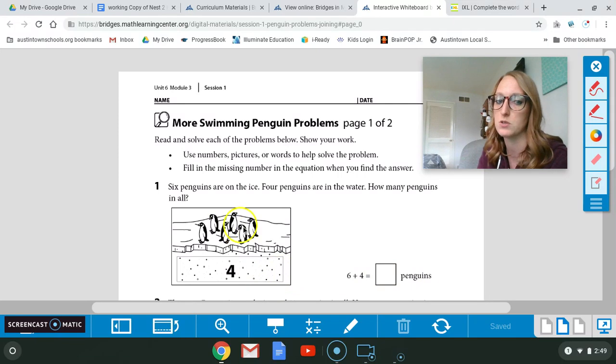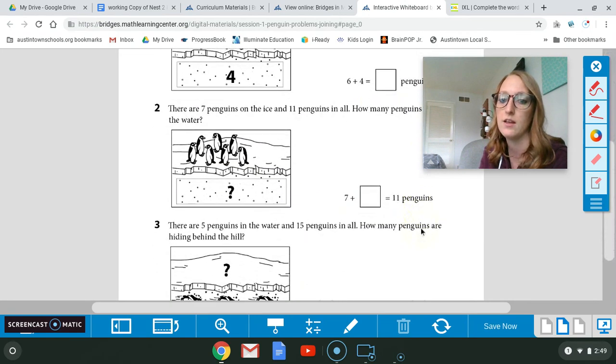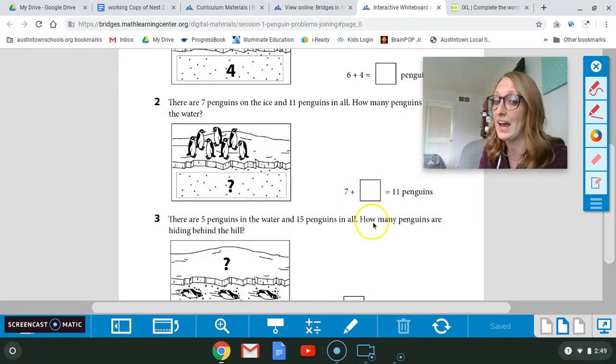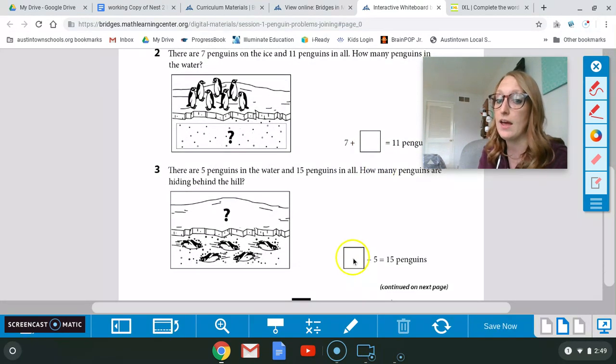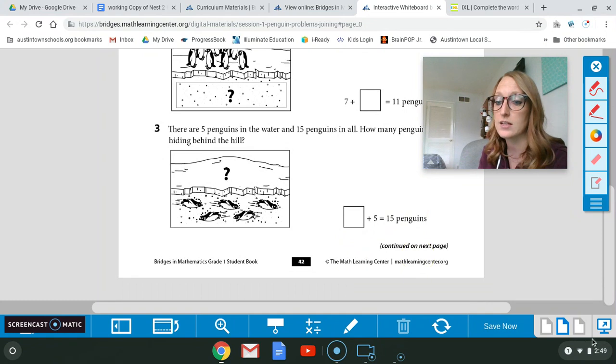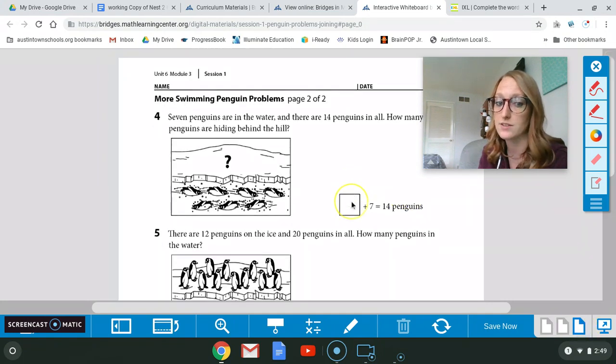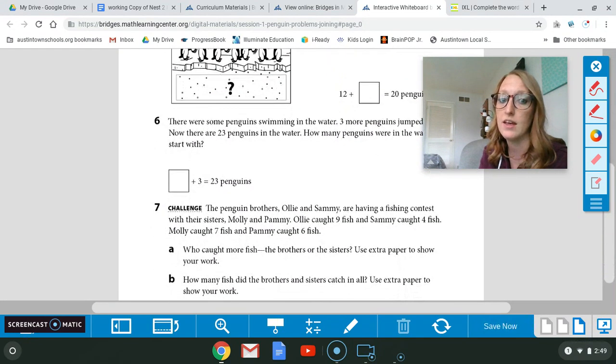So example for this one's pretty easy. 6 penguins are on the ice. 4 are in the water. How many penguins are there in all? You have to figure that out and write the answer, okay? Some of them are where there's a missing addend at the beginning or in the end. And then the next page has 2 more problems, and then there is a challenge.